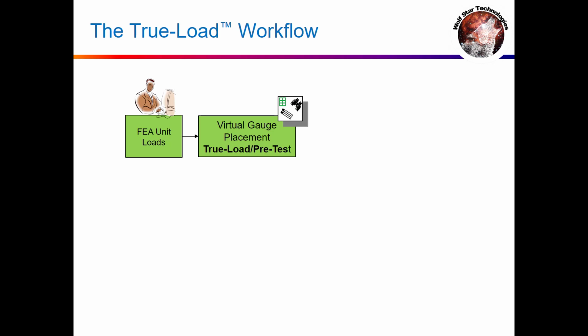But at the end of the day with pretest, we're going to have two things. We're going to have the strain gauge placements on the model, and then we're going to store a correlation matrix that relates the strain response at these strain gauges to each of the unit load cases on your FEA model.